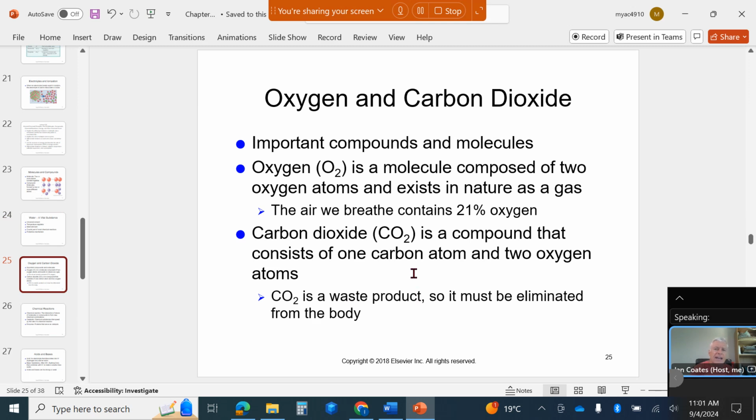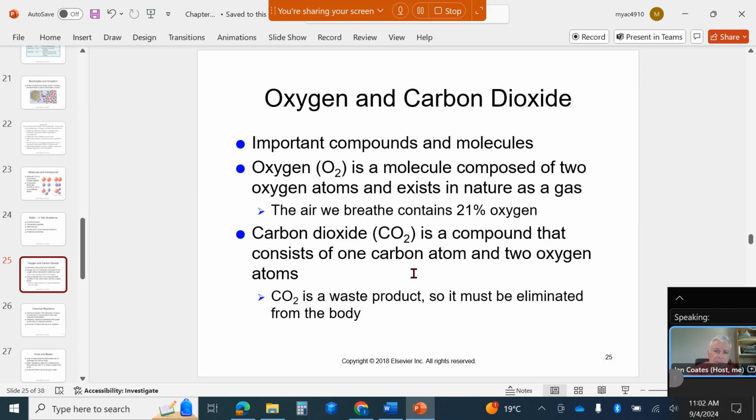Oxygen, carbon dioxide. Important compounds and molecules. So oxygen, O2, which we just saw, is a molecule composed of two oxygen atoms and exists in nature as a gas. The air we breathe is about 21% oxygen. Trees and vegetation breathe in carbon dioxide and breathe out oxygen. We breathe in oxygen and breathe out carbon dioxide. It's worked for billions of years. What a beautiful system. I hope it continues for billions of years more.